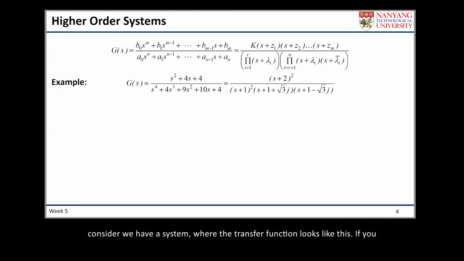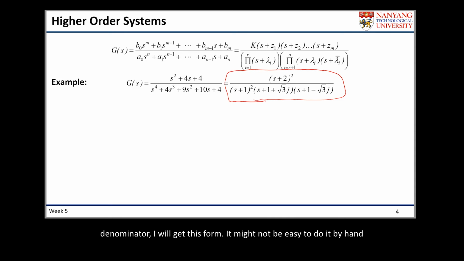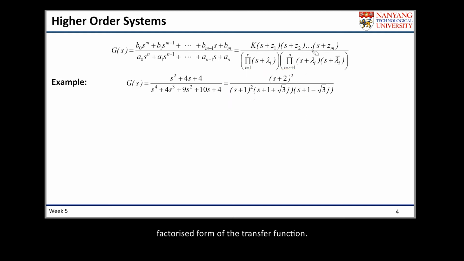Let's consider we have a system where the transfer function looks like this. The numerator has a polynomial of order 2, the denominator has a polynomial of order 4. If I factorize both of them, I will get this form. It might not be easy to do by hand, but you can factorize it easily if you have a good calculator or MATLAB in front of you. Let's not bother too much on how to factorize it. I have factorized it already for you. So this is the factorized form of the transfer function.